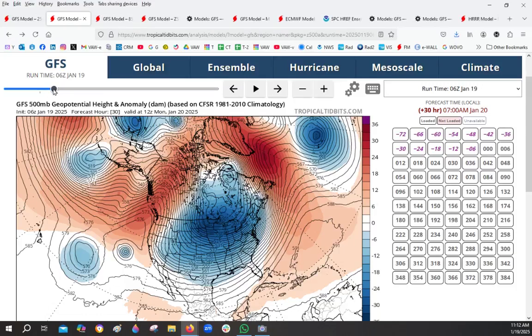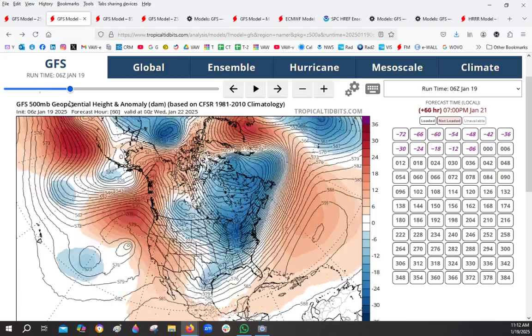Now, again, we're going to go closer to the surface and get into more details here, but that's generally what we're looking for, okay?